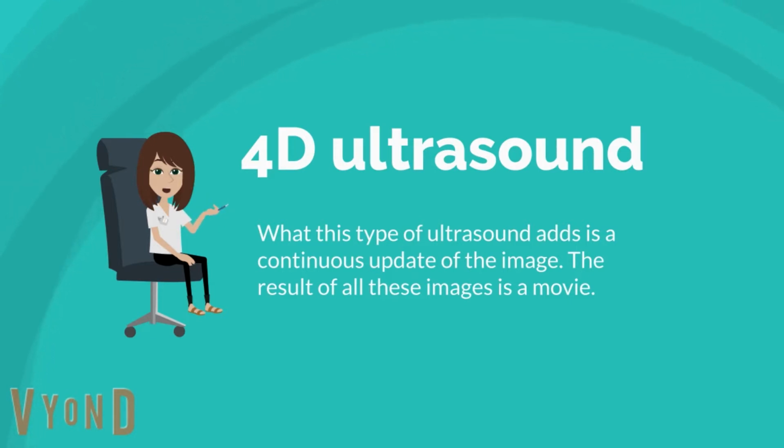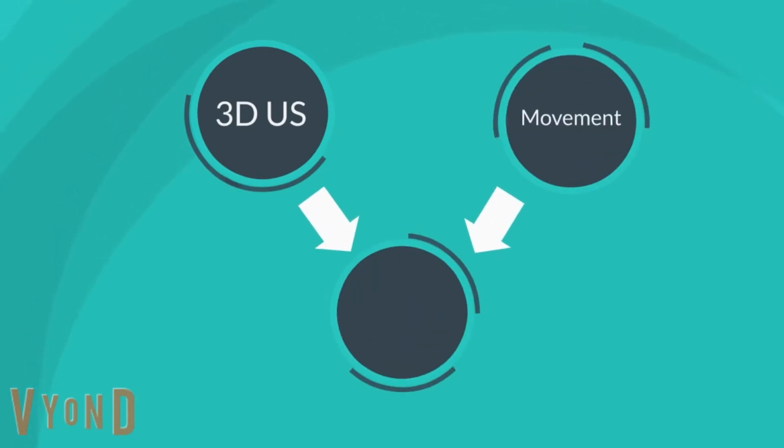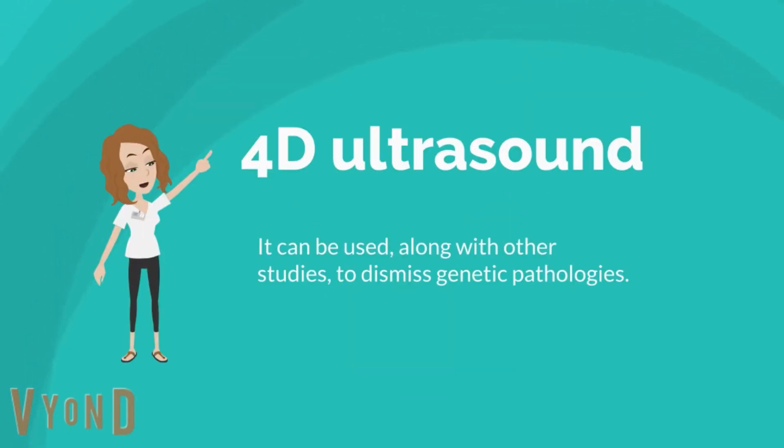The result of all these images is a movie. To sum up, 3D ultrasound, plus movement, gives us 4D ultrasound. It is also used, along with other studies, to dismiss genetic pathologies.